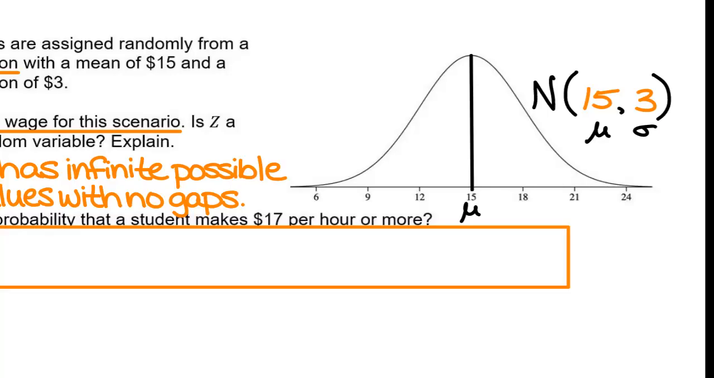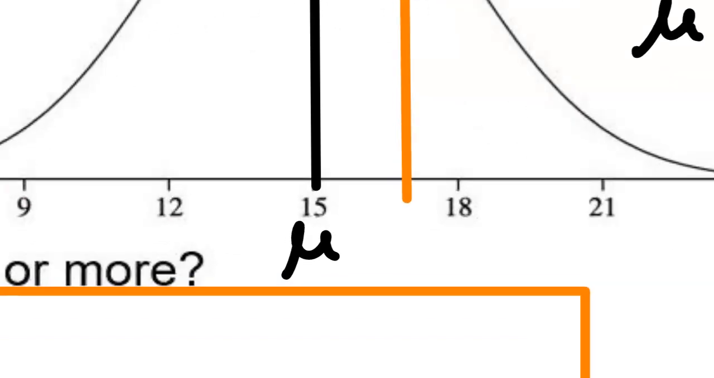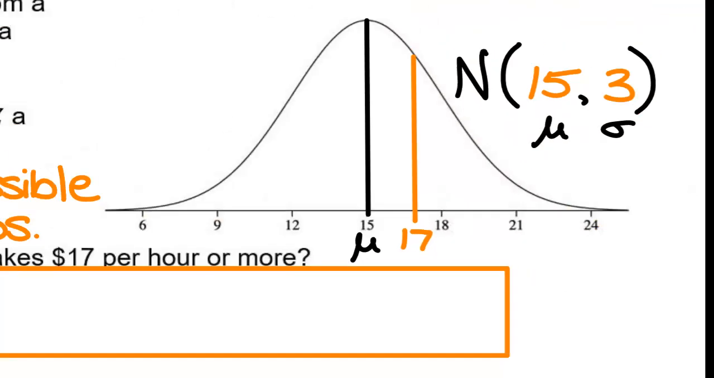All right, finding the probability that a student makes $17 per hour or more. I need probability notation for this, and I need shading on my graph showing what I'm finding the probability of, what I'm finding the area of. Remember, the area under these density curves is always 1. So the area that I find is the same thing as the probability that I'm finding. So I need to go and find 17 on this graph, which would be about here. Since they don't already have it labeled on the x-axis, we need to label that, 17.